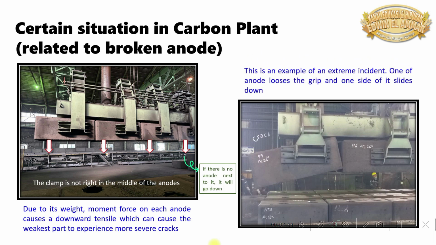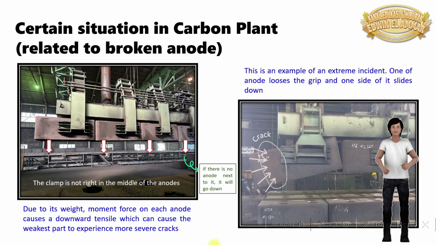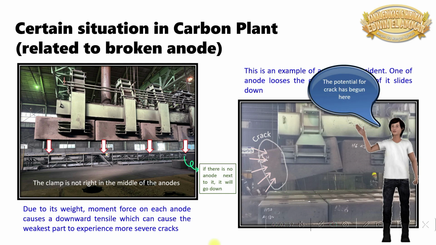This is an example of an extreme incident. One anode loses the grip and one side of it slides down. The potential for crack has begun here.